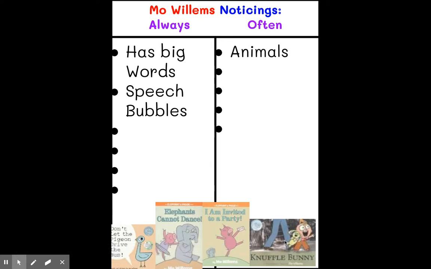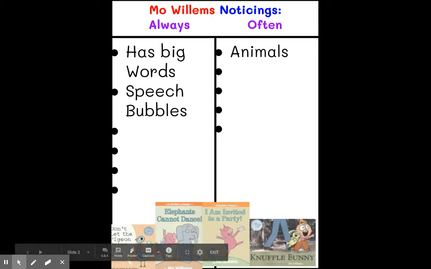week are here. What do you notice they all have in common? What is the same about these covers? Think about it. These are all books by Mo Willems. What can you remember about each of these books?